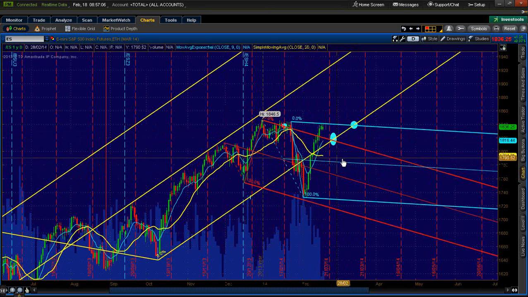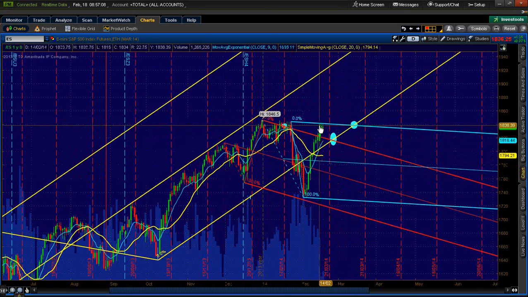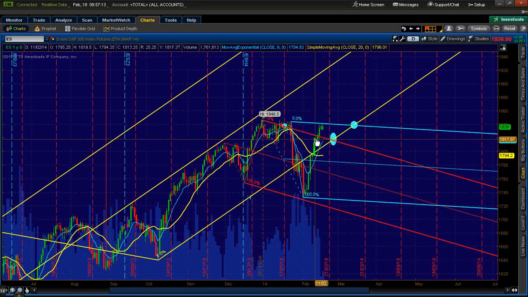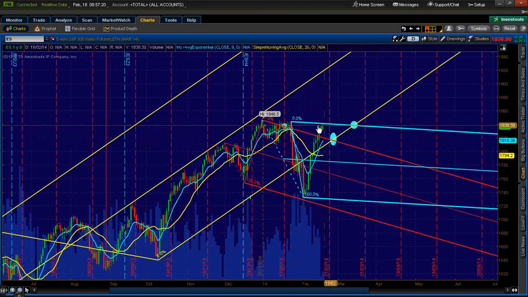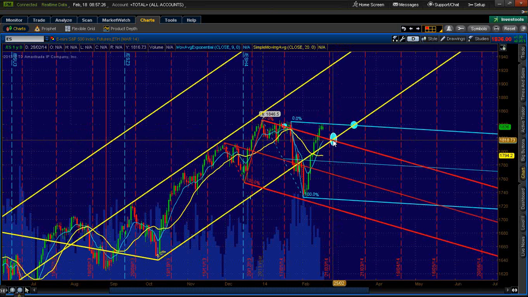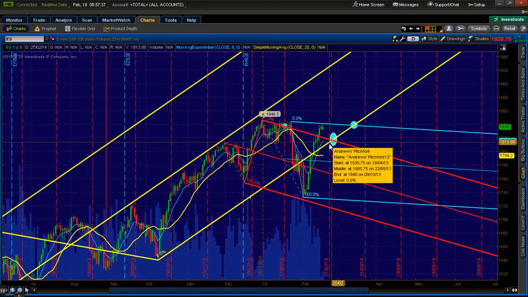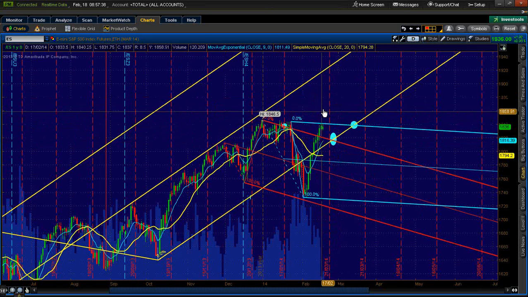One of the reasons I put this fork in, I wanted to have a measuring point on where we might go if we broke out. We talked about this on Thursday, and we went up and tested the upper line of the new fork, and currently are trading inside of that. We do have an energy point that is due to get hit on the 25th at the 1817, 1818 area. Again, that's a very key area for me.